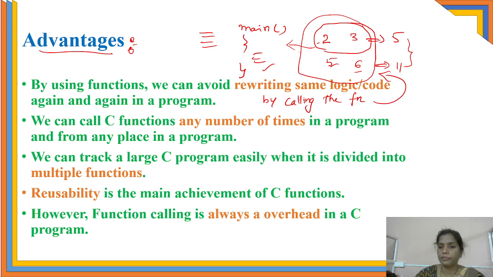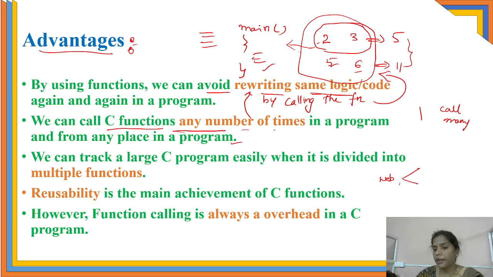So the advantages of functions are: avoid rewriting the same logic. You can write the logic once and call it many times. You can call the C functions any number of times so that we can avoid rewriting the same code. That is one advantage.